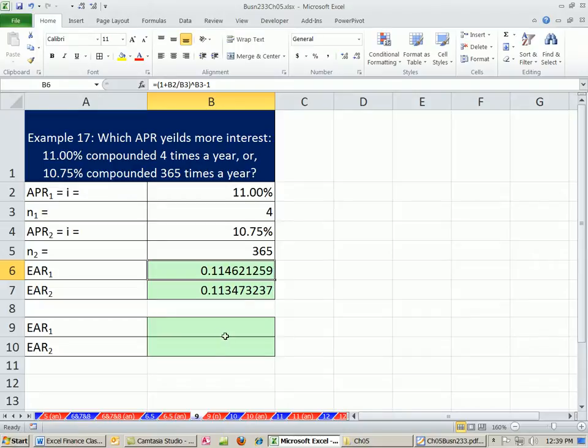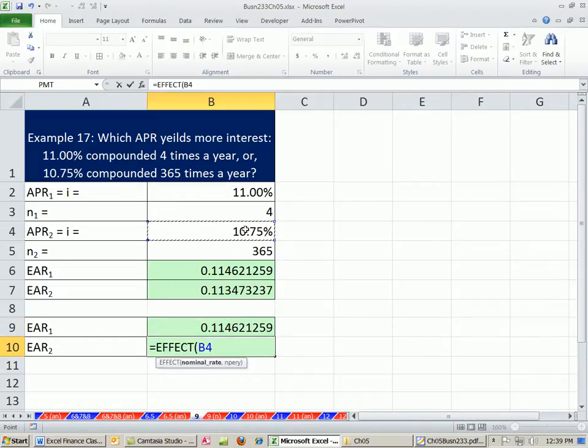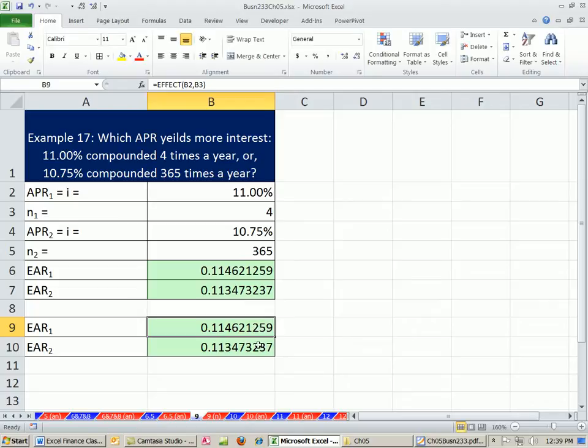Now, in this circumstance, we can use the effect function, because there's no decimal here. And again, in our next example, we will see a decimal. So I'm going to say this, that's the nominal rate, APR, comma NPERY, that one right there. And then this one. So whether you use the formula or the built-in function, you can see we get the same number. So our conclusion, if we want to earn more interest, use this one right here.